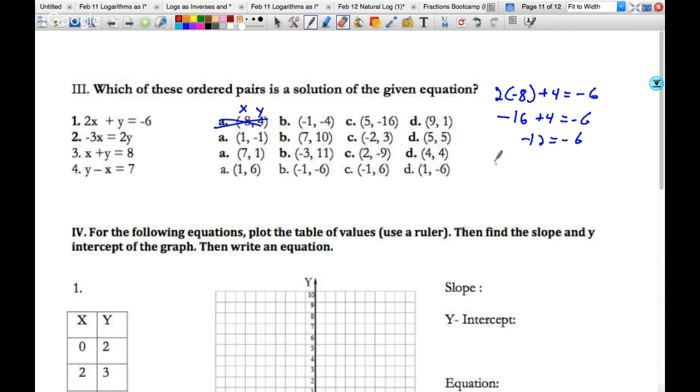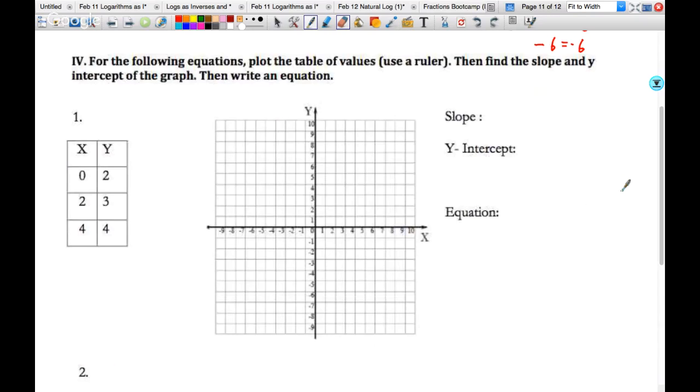Negative 1, negative 4. 2 times negative 1 plus a negative 4 equals negative 6. Negative 2 plus negative 4 equals negative 6. Negative 6 equals negative 6. Yes, that balances. So B must be a good solution. Just try the other ones out loud. 2 times 5 is 10. Plus a negative 16 equals negative 6. Yep, this one actually balances too. 2 times 9 is 18 plus 1. This one does not equal negative 6 on the other side. So B and C were answers for 1. That means we're going to have multiple answers here as you try 2, 3, and 4.